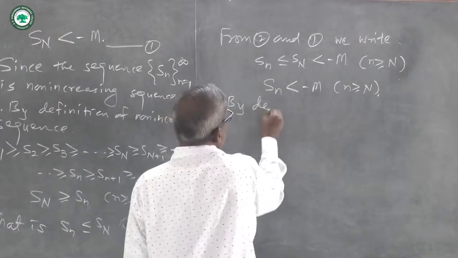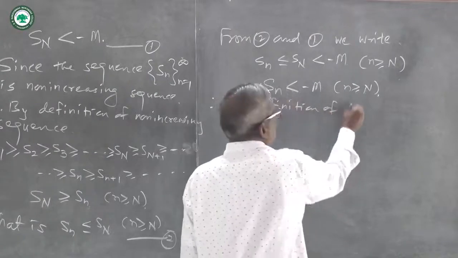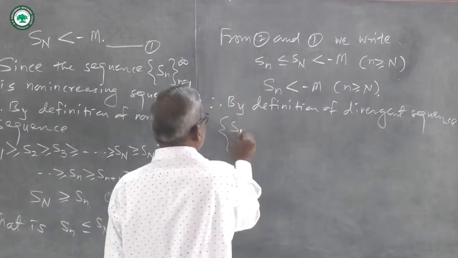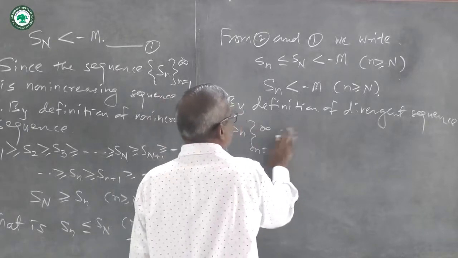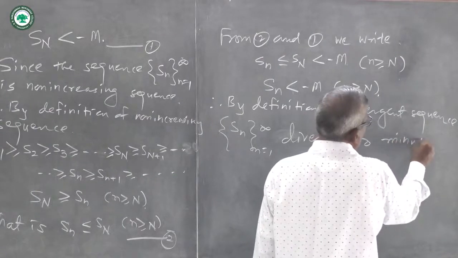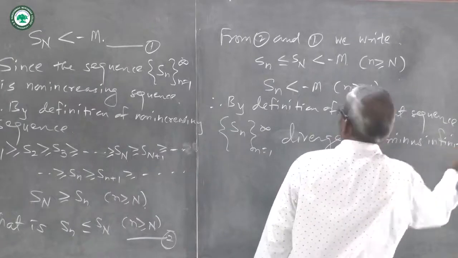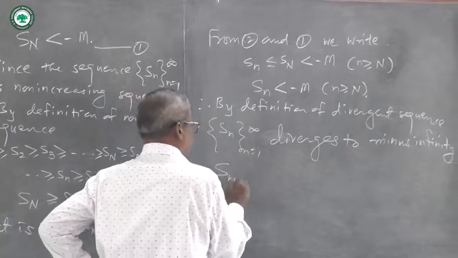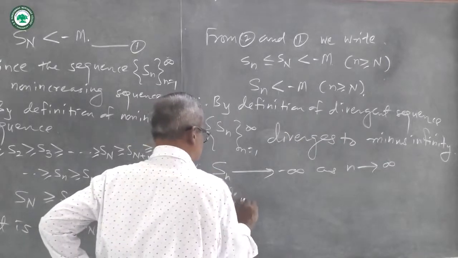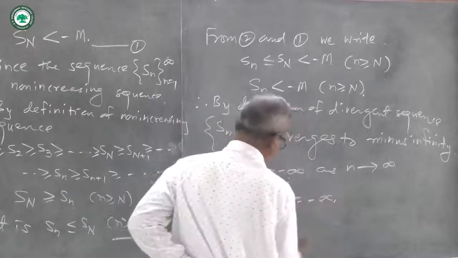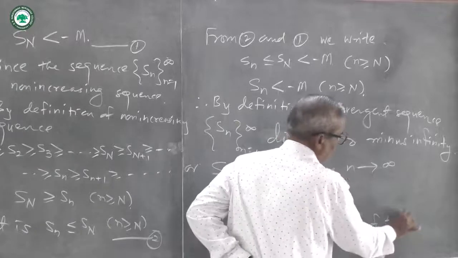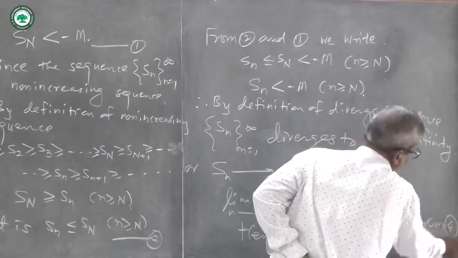Therefore, by definition of divergent sequence, the sequence Sn, n equal to 1 to infinity, diverges to minus infinity, or Sn tends to minus infinity as n tends to infinity, or we may write limit n tends to infinity of Sn is equal to minus infinity. Hence the proof of theorem 4.